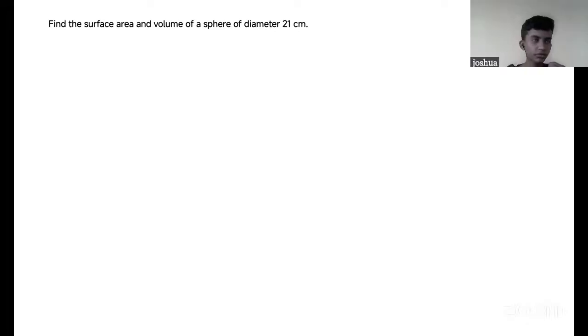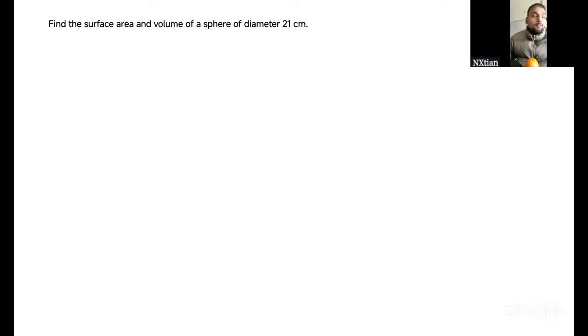So instead of R, we take D? No, we have to convert the D into R. You know the relation, na? D by 2 is basically R. Half of the diameter is basically R, na? So first we have to do the half. Quickly do it. I'm giving you 2 minutes.